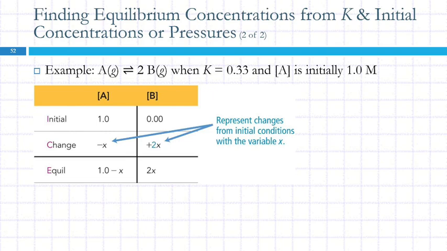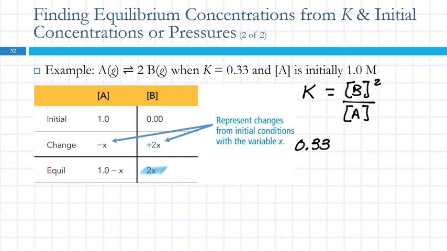So we're going to write the expression for K. It's going to be B squared over A. And then we're going to put things into it. So we know what K is, 0.33. This is the concentration of B, 2x squared. And then we're dividing by the concentration of A. So there's A, we're dividing by that.